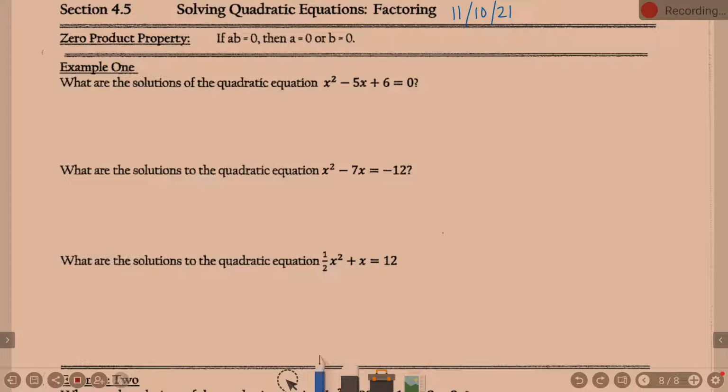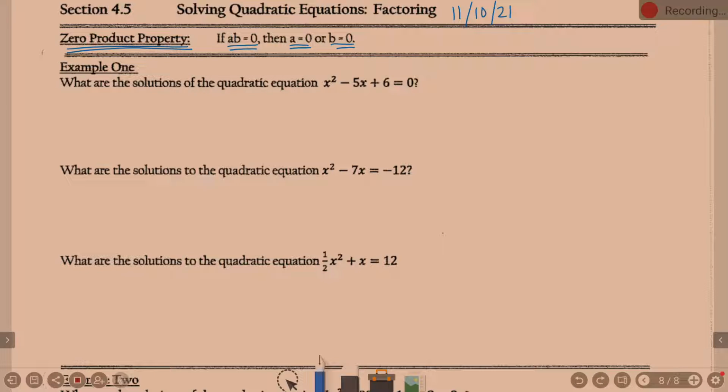So we have something called the zero product property. The zero product property says if A times B equals 0, then either A equals 0 or B equals 0. Because what do you know when two things multiply to equal 0? One of them has to be 0. If A times B is 0, either A is 0 or B is 0. And that's the idea we use behind this.